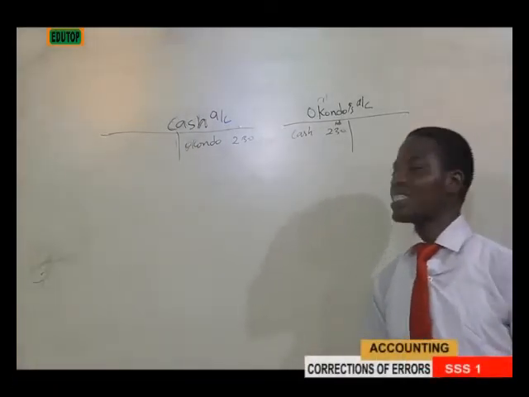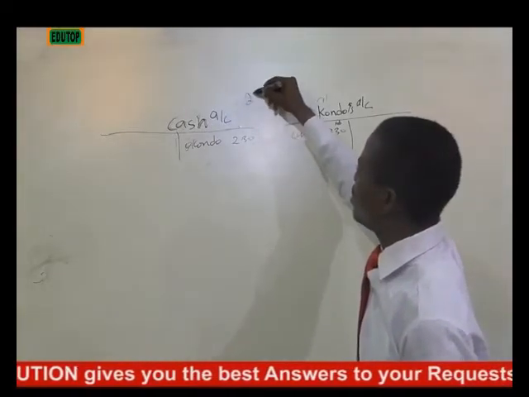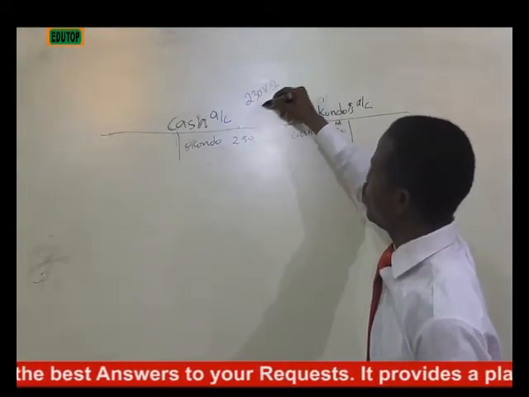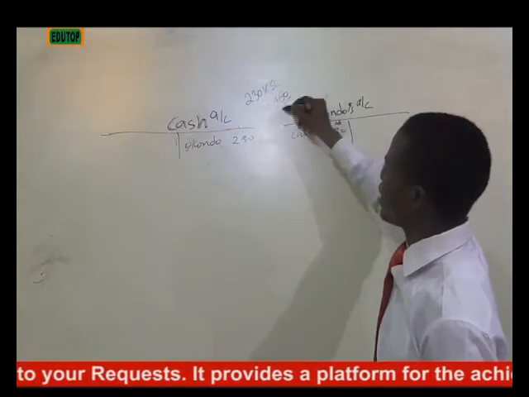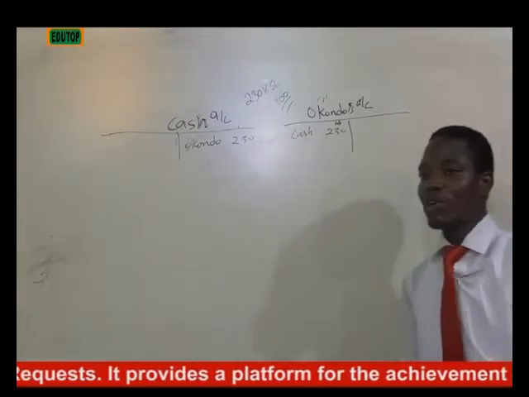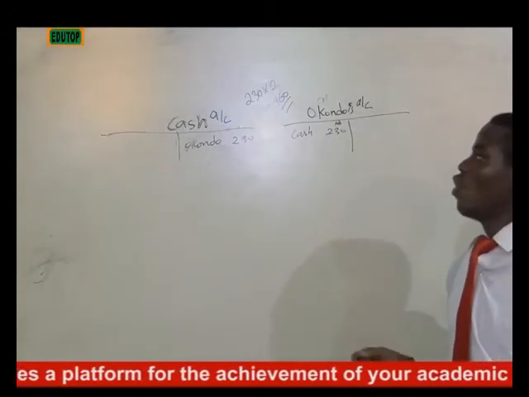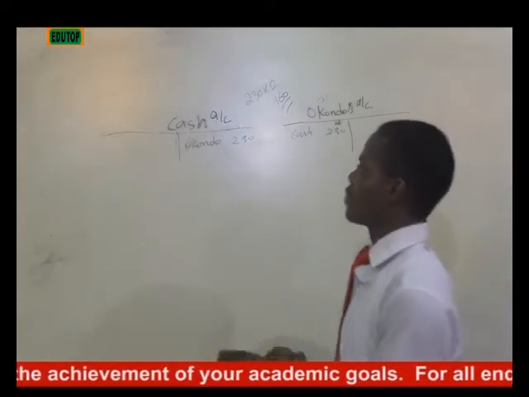It is a complete reversal. So in the course of that, what we will do is that you will times it by 2. 230 times 2, which is 460 naira, because it has been completely reversed from the entry. So if you return that 230 back, this is it.